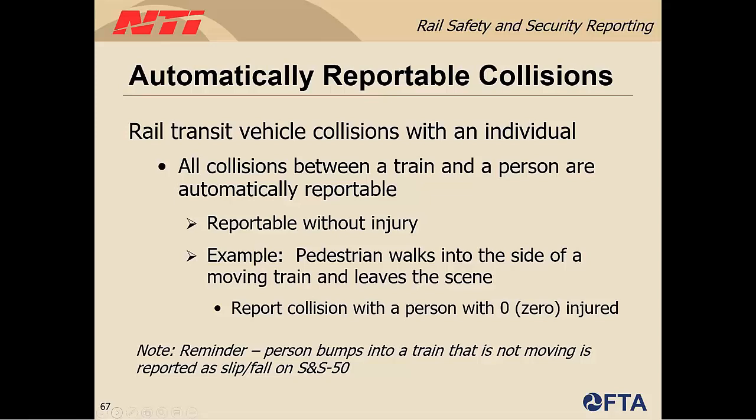A collision between a rail transit vehicle and a person is also automatically reportable, regardless of any injury or fatality. For example, if a pedestrian walks into the side of a moving train and is not injured, you report the collision with a person, but you do not include the injury form. As a reminder, if a person bumps into a train that is not moving at the time, that's considered a slip, trip, and fall, and it's reported on the S&S-20 non-major form.